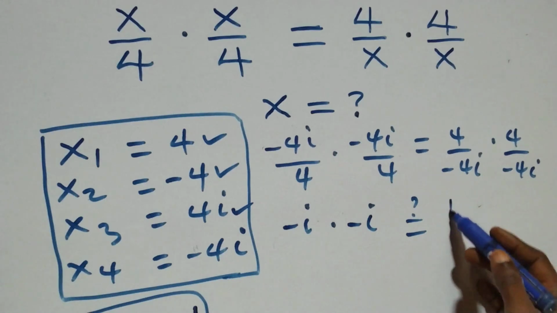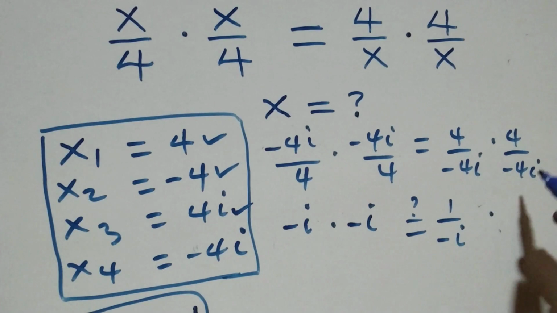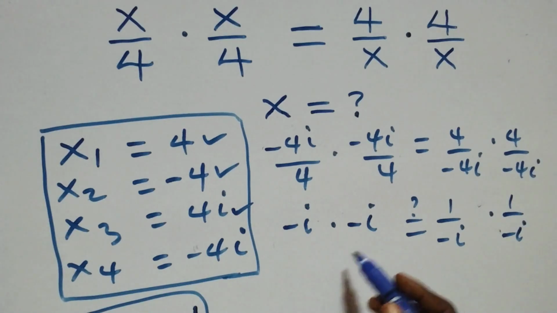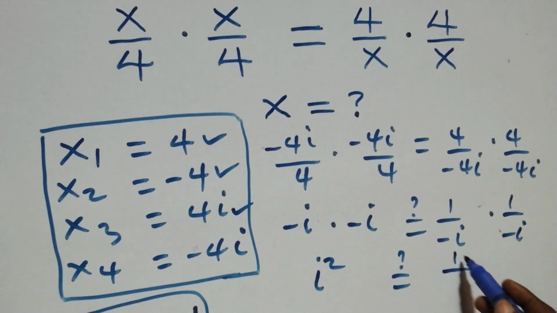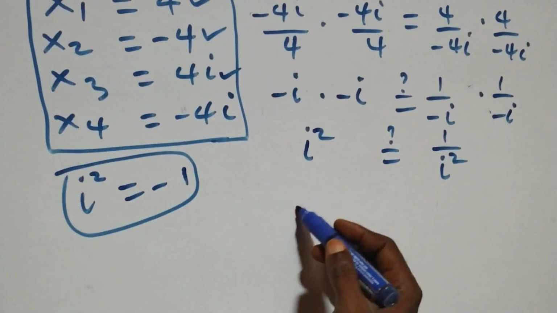We can put it as 1 over minus i, then times 4 over minus 4i, that's also 1 over minus i. That is minus i times minus i, that becomes plus i squared, which equals 1 times 1, that's 1 over minus i times minus i, also i squared. Then, since i squared is minus 1, we have minus 1.